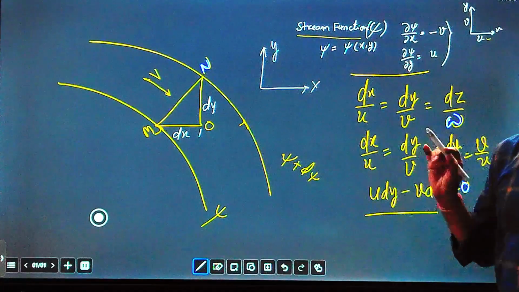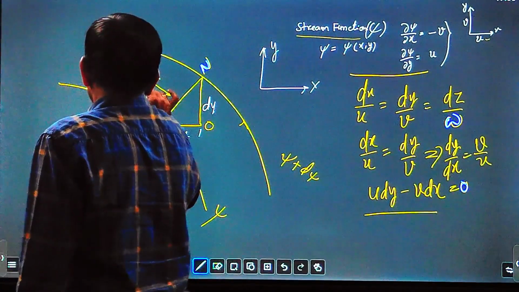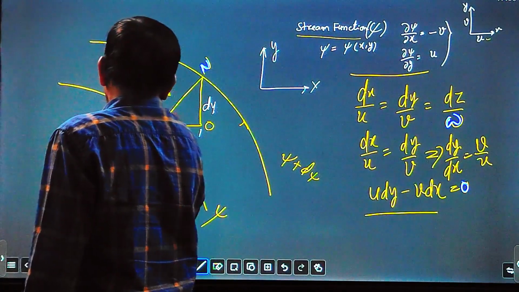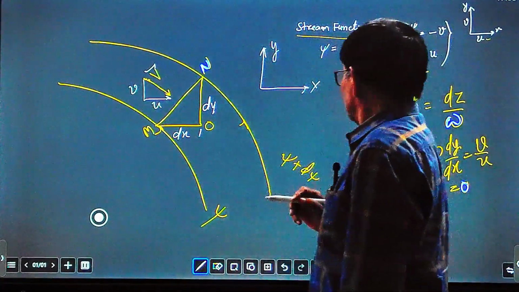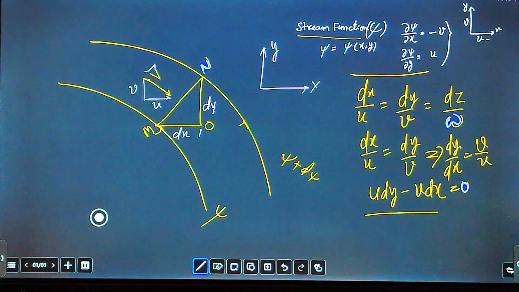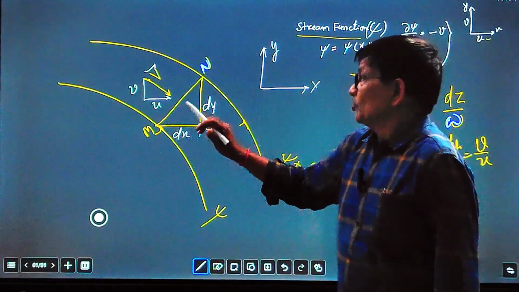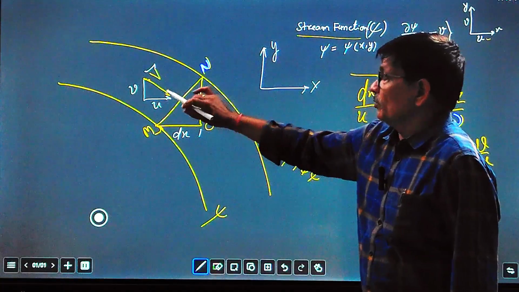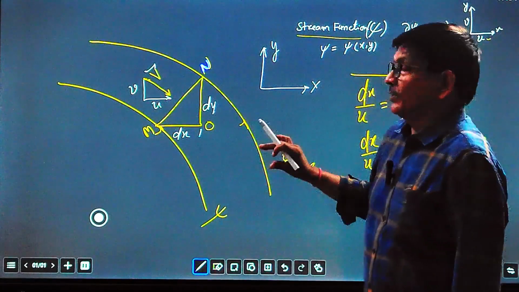It can be resolved into two components. This is the total velocity V. We can resolve it into two components, V and U. So what is the total flow per unit thickness? Because here it is two dimensional, we can define what a flow is. What is flow per unit thickness? How much fluid is flowing per unit thickness?